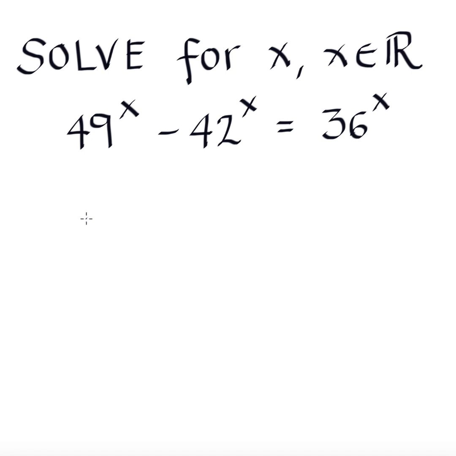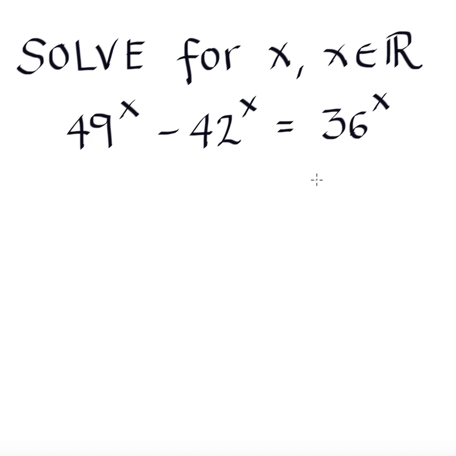Hey everyone, here's our math problem for today. This is sent to us by one of our followers. Solve for the value of x, where x is an element of the set of real numbers, and we have this exponential equation: 49 raised to x minus 42 raised to x equals 36 raised to x.